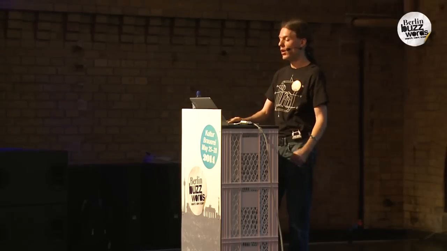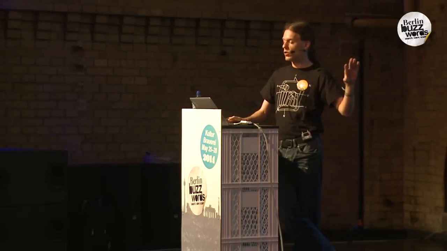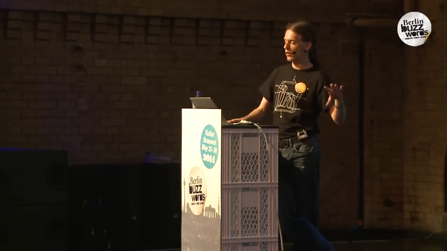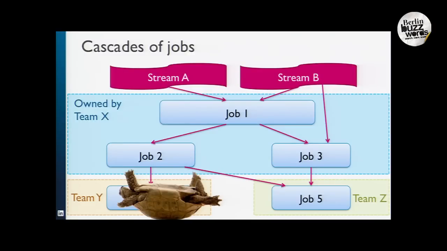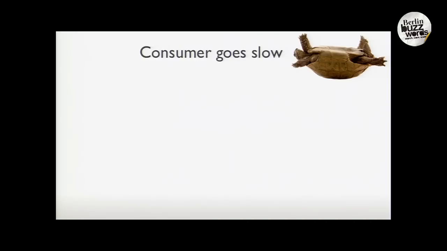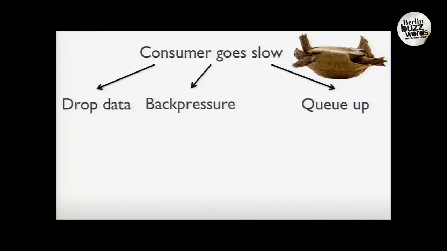Anyone can read it. Now, what happens if this job here maintained by team Y goes slow and the turtle is sticking its arms in the leg and looking really sad? In this case, there are a couple of options. Option one is you can drop data. So you can say, okay, sorry, you weren't fast enough to pick up the data. It's gone now. Sorry. But we don't really like that. I don't like losing data.